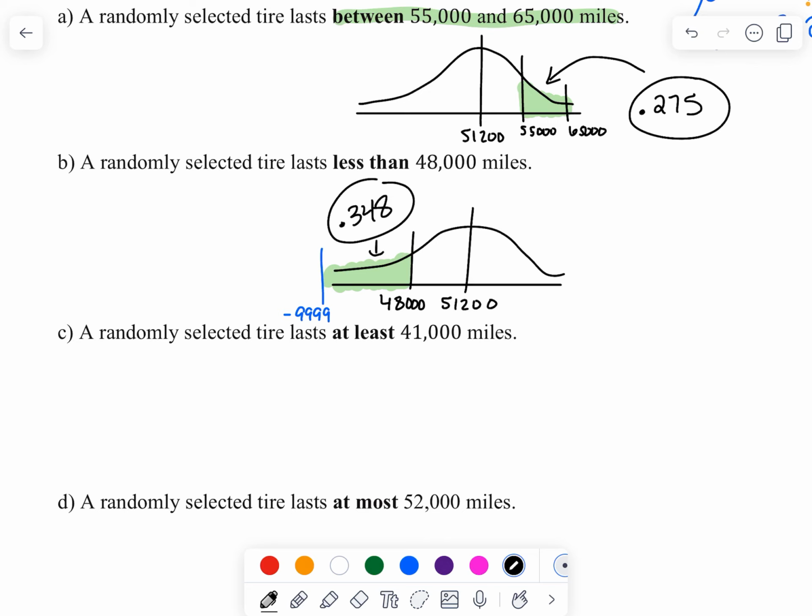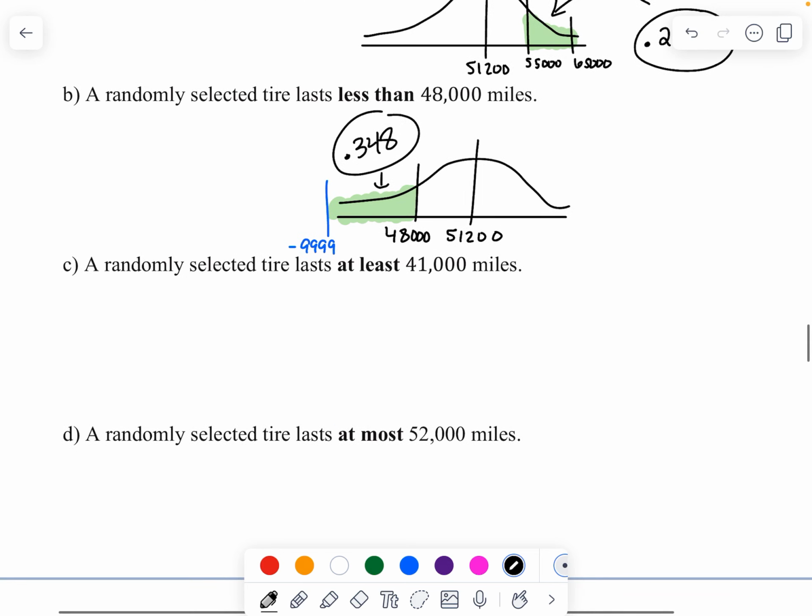Okay, and then for part C and D, we're really doing something similar to what we've done already, but the language changed just a little bit. So if I want to know what is the probability that a randomly selected tire lasts at least 41,000 miles, I want you to think about that word at least. Does that mean we hope it lasts more than 41,000 miles or less than 41,000 miles?